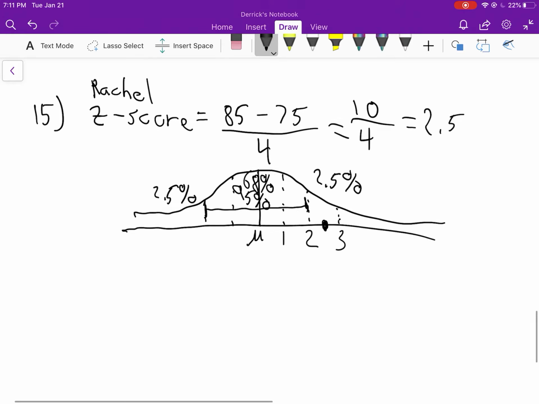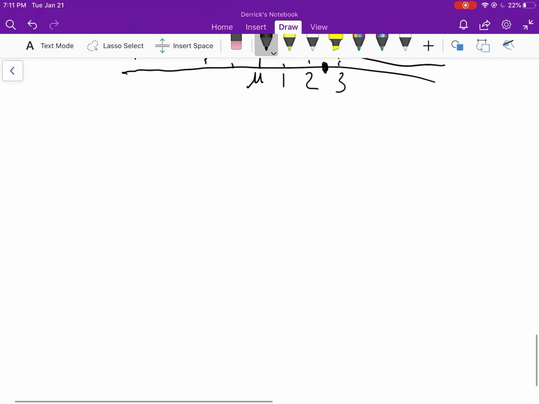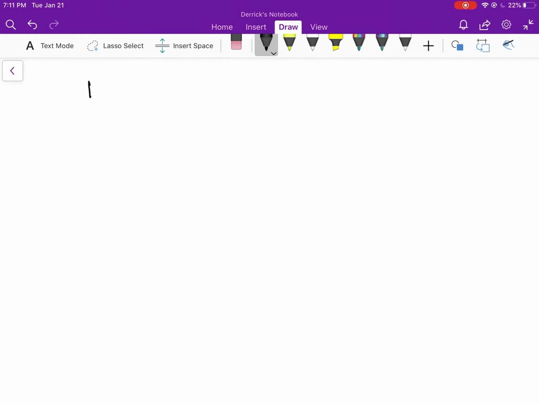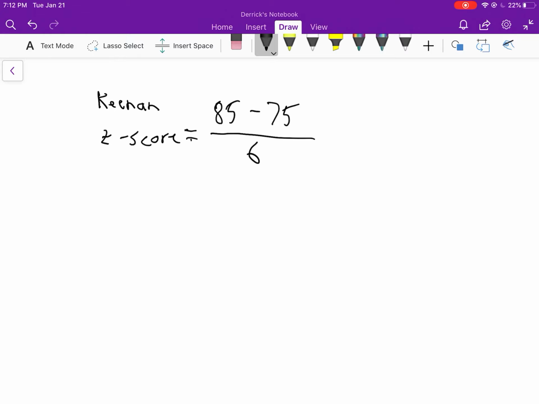Now, let's talk about Keenan because he's not quite as guaranteed. So we need to calculate a separate z-score for Keenan because he's in a different class, different information, okay? Now it does say that Keenan still scored an 85 on his test, so that's still our data value for him as well. His class also had a mean of 75, so that part stays the same. Really the only difference is the fact that his standard deviation is 6.